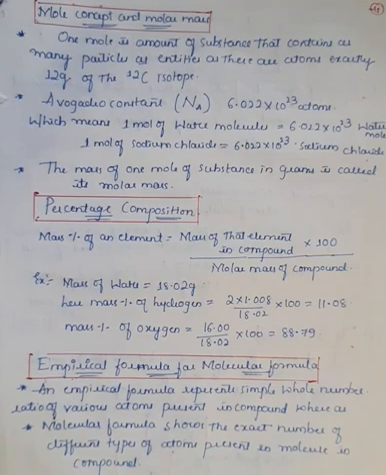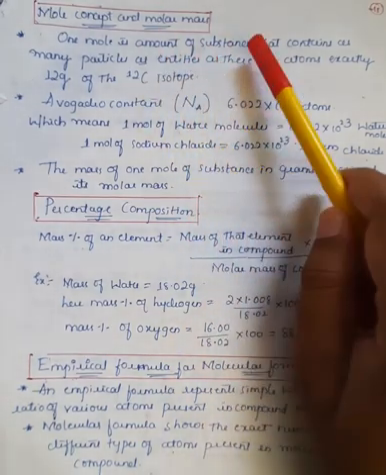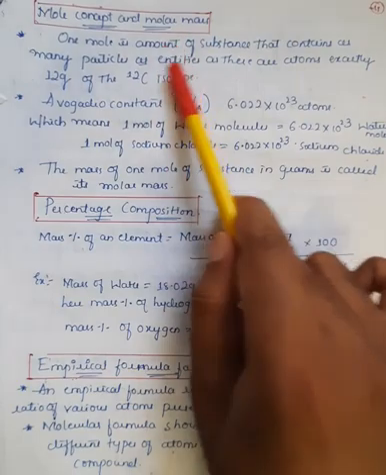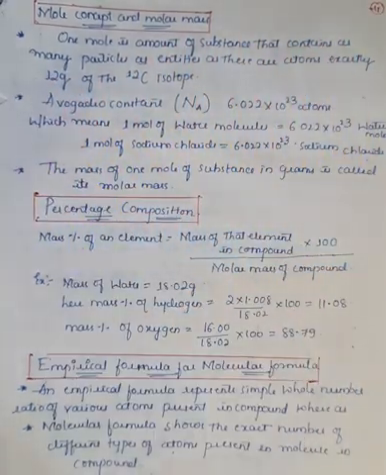1 mole is the amount of substance that contains as many particles or entities as there are atoms in exactly 12 grams of the carbon 12 isotope, right? So here, 1 mole is the amount of substance that contains as many particles as entities are in the atoms in exactly 12 grams. So this is very important, right?